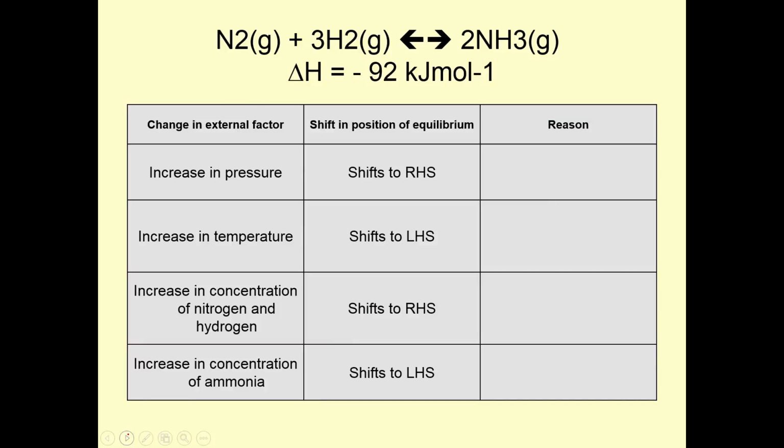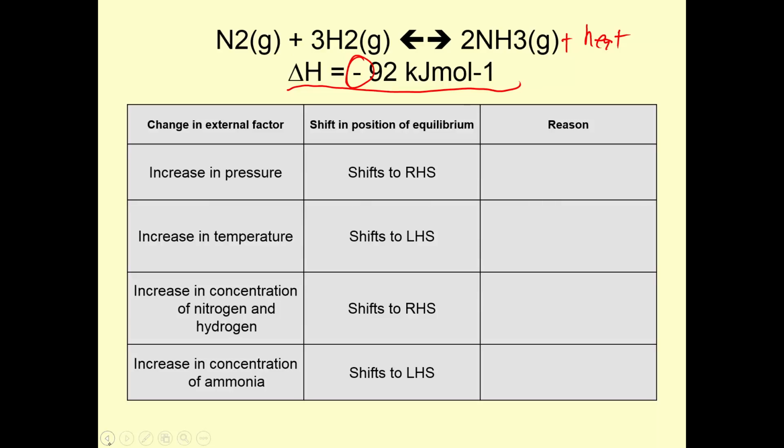So, N2 plus 3H2 makes 2NH3. Delta H is negative 92 kilojoules per mole. If you remember with this delta H, if it's negative, that means heat is a product. So I'm going to go ahead and just put plus heat as a product over here. So if I increase the pressure, it's going to shift to the right-hand side.